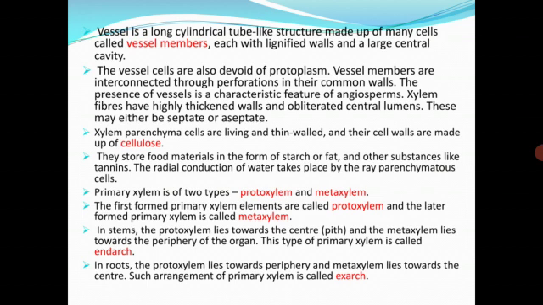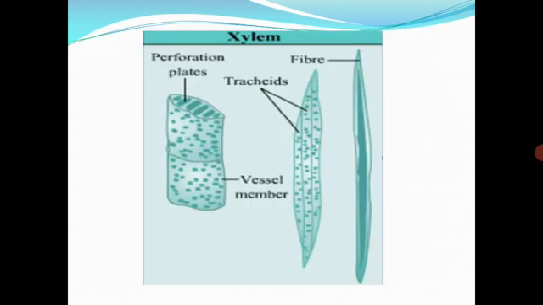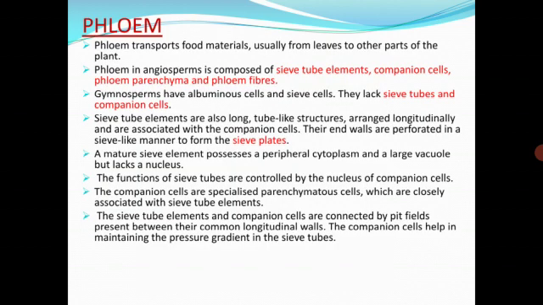Coming to phloem. Phloem transports food materials usually from leaves to other parts of the plant. Phloem in angiosperms is composed of sieve tube elements, companion cells, phloem parenchyma and phloem fibers. Gymnosperms have albuminous cells and sieve cells. They lack sieve tubes and companion cells.